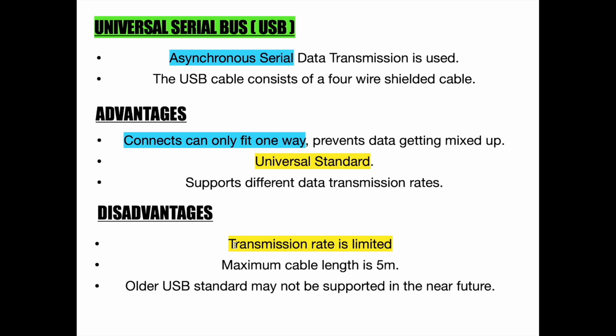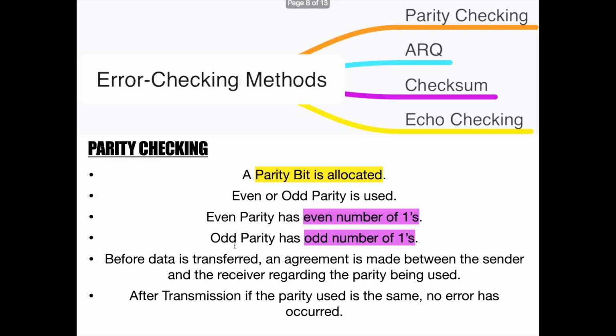Now let's go through the error checking methods. The diagram above presents the types of error checking methods that we are about to go through. The first error checking method is Parity Check. Parity Check is a method where data is sent along with an odd or even parity. Even parity has an even number of ones. Odd parity has an odd number of ones.